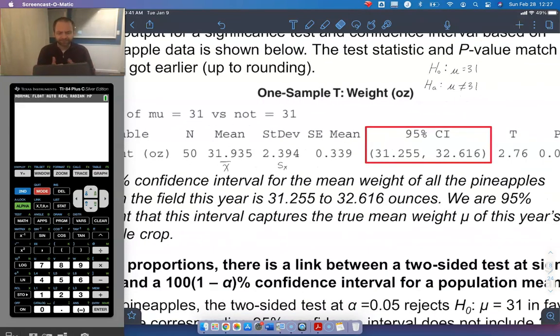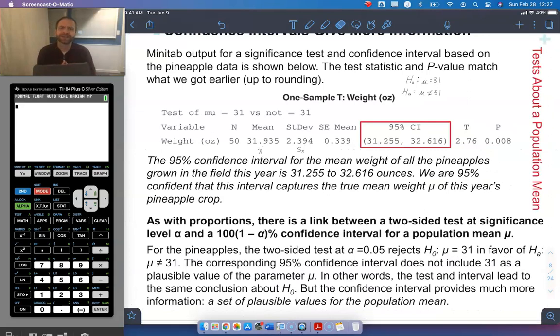Well, what else is here? Well, in red, it's boxed in. That's our confidence interval. And what that confidence interval says is that the 95% confidence interval for the mean weight of the pineapples, all pineapples grown in the field, for this year is 31.255 to 32.616. And what was our main conclusion? We are 95% confident that that interval will capture the true population mean mu of this year's pineapple crop.